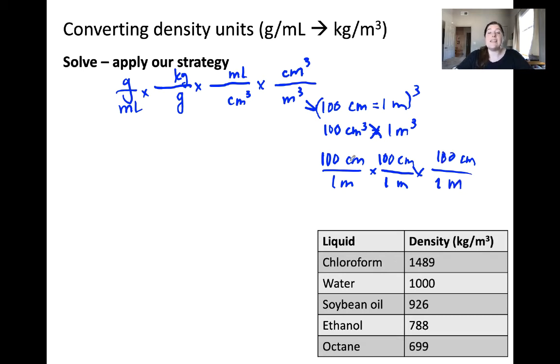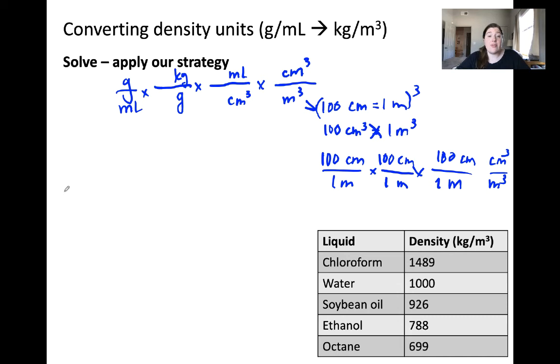What this does is tells us that a centimeter times a centimeter times a centimeter is a centimeter cubed, and a meter times a meter times a meter is a meter cubed. We also need to cube 100 in this calculation.